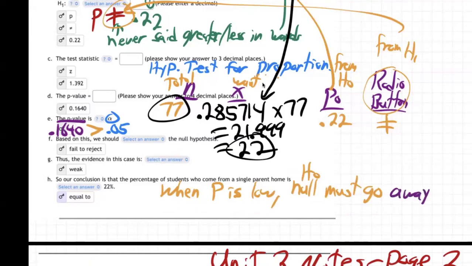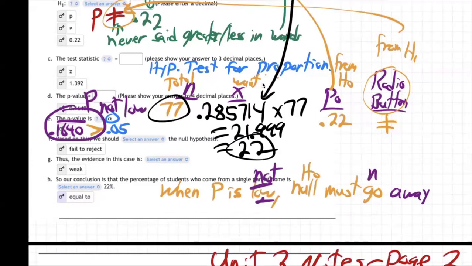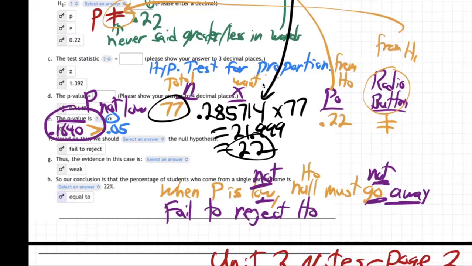And in our case, this p-value, notice, is greater. The p-value 0.16 is greater. So when the p is not low, I'm just going to add "not," because our p is not low. It's greater. So when the p is not low, the H0, the null, must not go away, which means what? I'm going to fail to reject the H0. I'm going to keep the H0. So here we choose fail to reject the null.